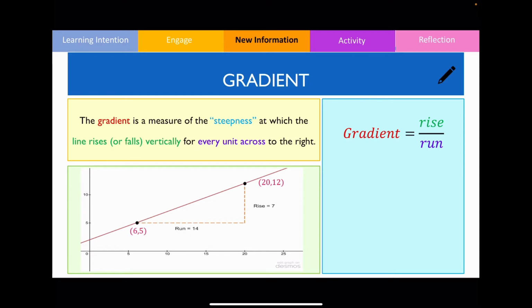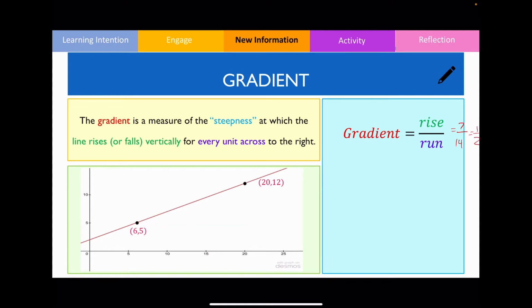So if you look at an example over here, if you take these two coordinates of the straight line, you can see that the run in this case, the horizontal, is 14 and the rise is 7. So if you were to find out what was the gradient for this particular example, it would be therefore 7 divided by 14, which is the same thing as half in this example here.